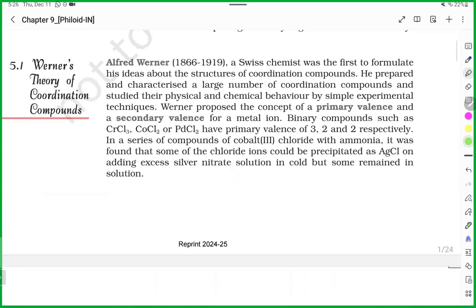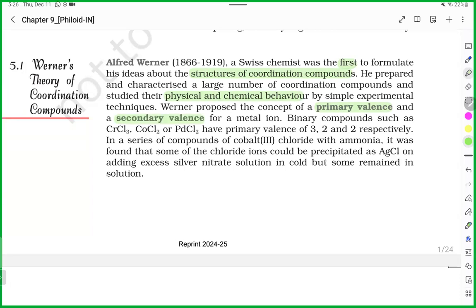Werner theory is extremely important because he was the first person who gave the structure of the coordination compound. What he actually did was characterize a large number of coordination compounds and study their physical and chemical behavior by using two valencies, primary and secondary valence.